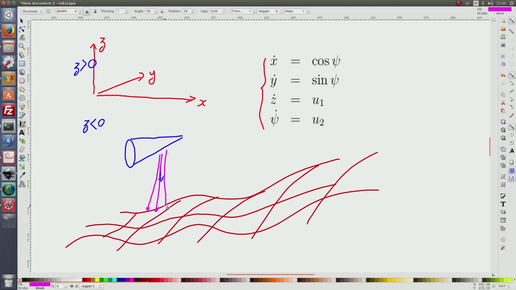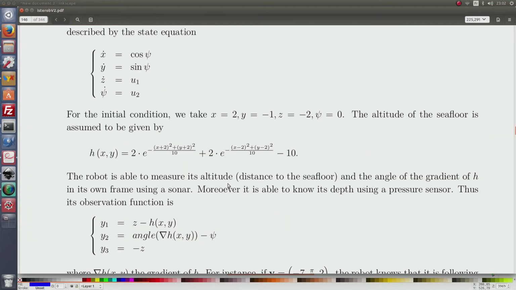So it is able to send some waves, and from the waves it is able to have an idea of the plane which is tangent to the seafloor. So this corresponds to the plane. It means that we have an idea of the altitude, but also of the gradient of the seafloor. So the gradient corresponds to this vector here, the gradient of the seafloor, which means the direction where the seafloor goes up.